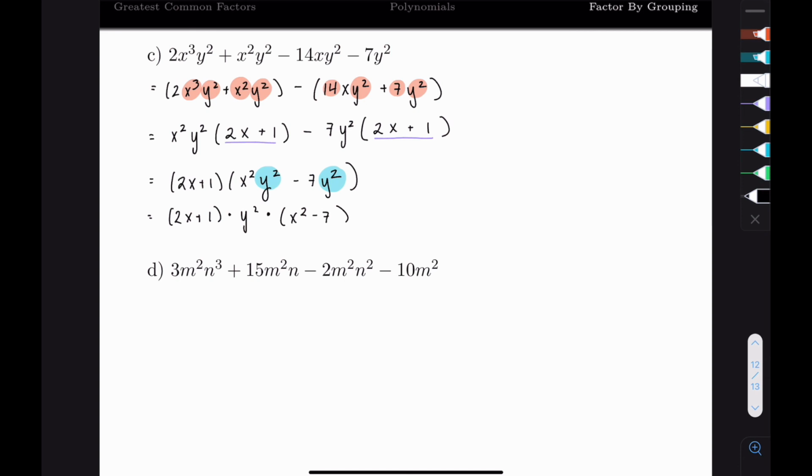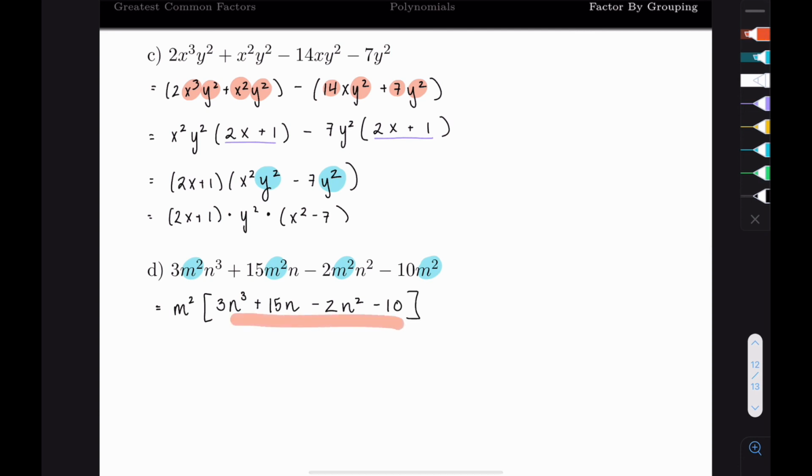I'm going to go through number D now. And so first thing I'm going to do, because in the last example there was something in common to all of those pieces, we can make our lives a little bit easier right now by recognizing that there is an m squared in every single term. So I'm going to go ahead and factor that out first to leave us with 3n squared plus 15n minus 2n squared minus 10. Okay. And now we're going to do the factoring by grouping on this remaining piece, and that m squared is just going to stay out front.